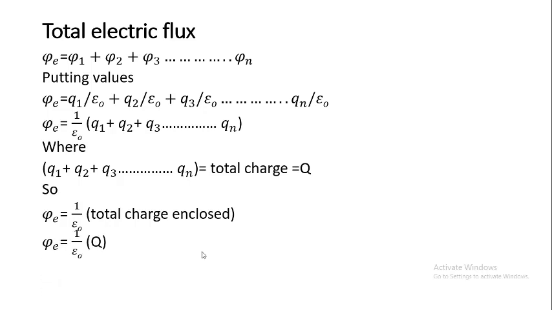Mathematically, it is written as 1 over epsilon naught times q, where capital Q is the total amount of charge. Hence, we have proved the statement of Gauss's law, which is: the total electric flux through any closed surface is 1 over epsilon naught times the total charge enclosed by that surface.